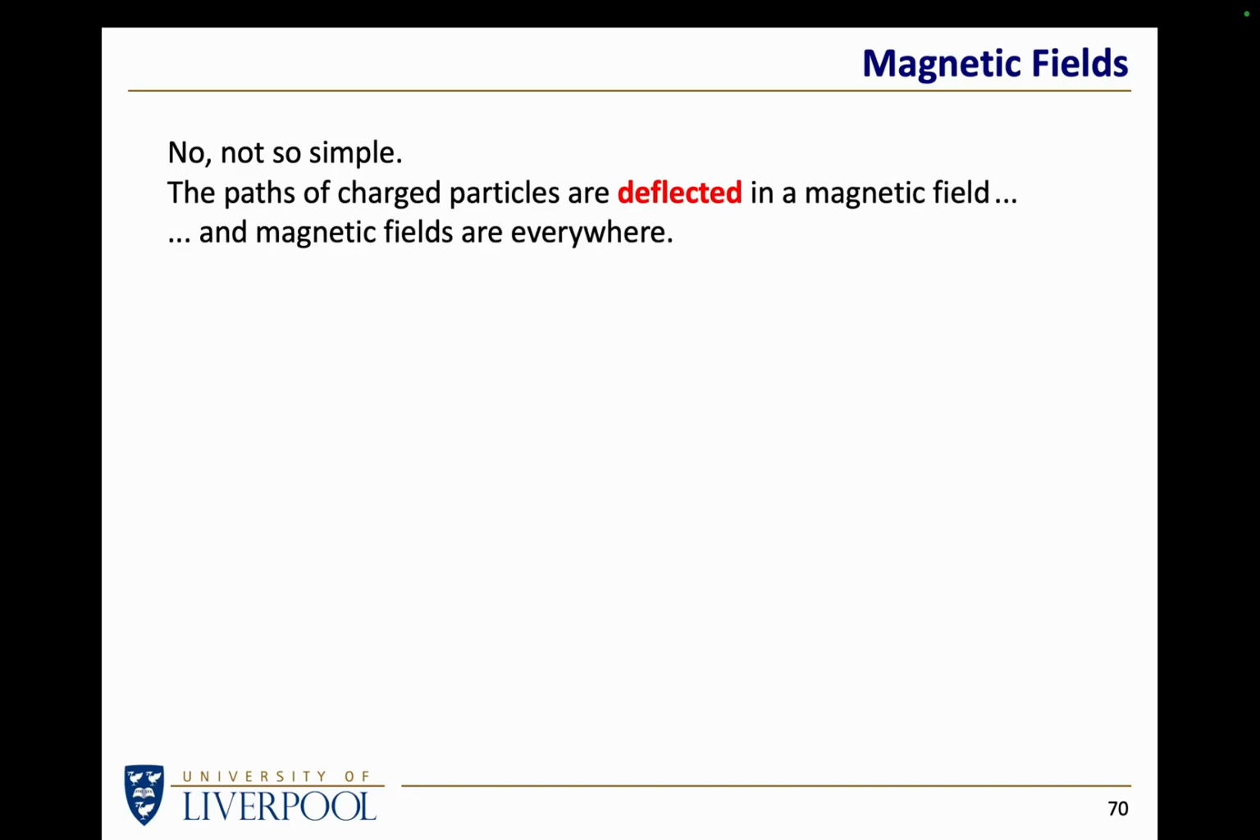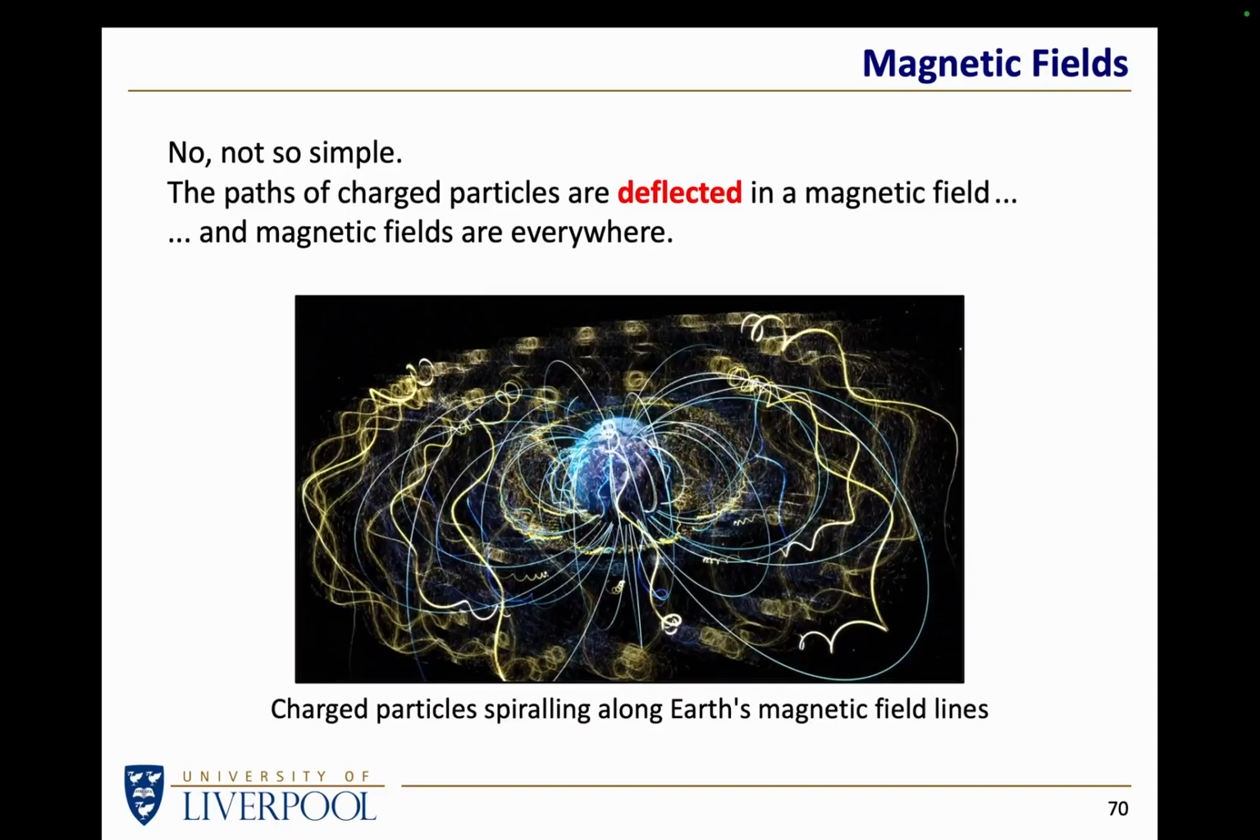And unfortunately, as best we can tell, magnetic fields are everywhere. So for instance, we know the Earth is surrounded by a magnetic field, which is why it protects us to some extent. Some particles get caught in the Earth's magnetic field, and particles don't just rain down on the Earth, they get caught by the magnetic field and spiral along the lines.